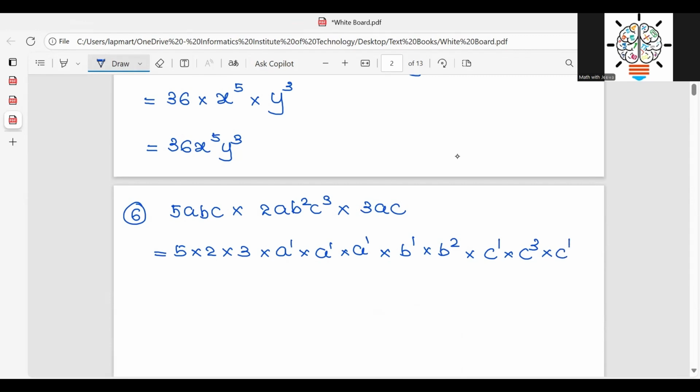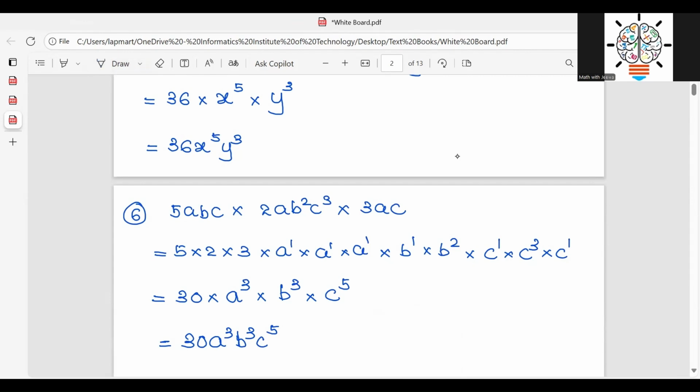Right? So then 5, 2, 3. A to the power 1, a to the power 1, a to the power 1. B to the power 1, b to the power 2. C to the power 1, c to the power 3, c to the power 1. So then here 5 times 2, 10. 10 times 3, 30. A to the power of 3 and b to the power of 3 and c to the power of 5. So then you conclude your answer 30, a to the power of 3, b to the power of 3 and c to the power of 5.